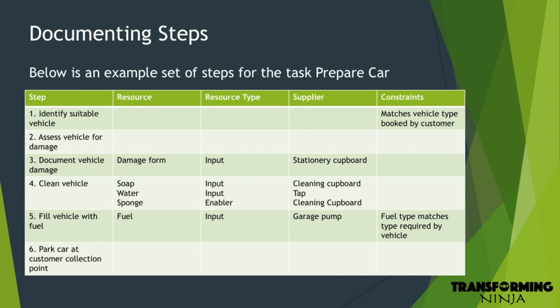Again, we've got different suppliers there. The cleaning cupboard is where we get our soap and our sponge, and the water comes straight from the tap. Step 5 is to fill the vehicle with fuel. Again, we've got a resource there, which is the fuel. It's an input, and the supplier is the garage pump. We've got a constraint on this one as well: fuel type must match the vehicle.